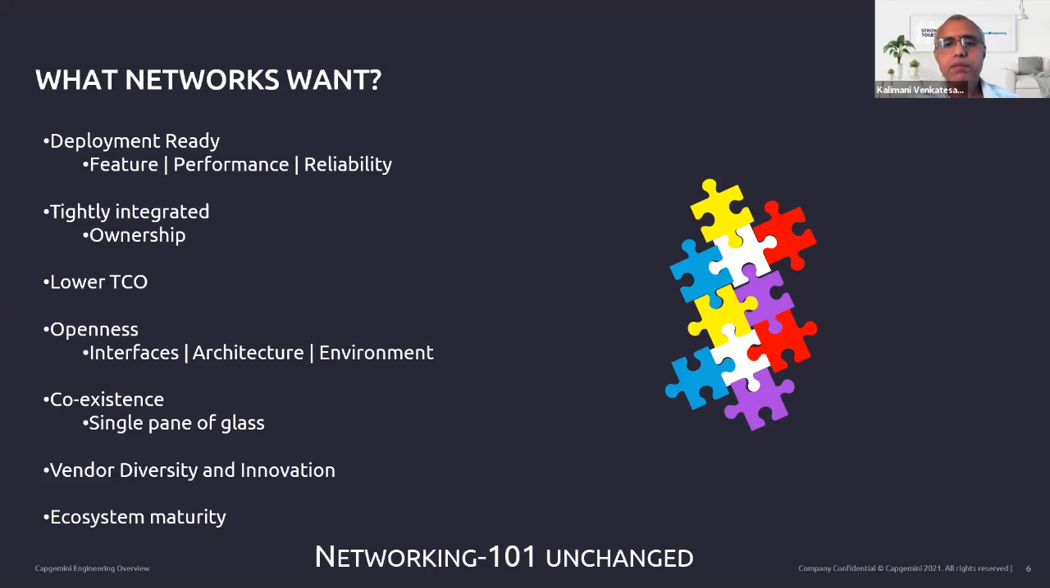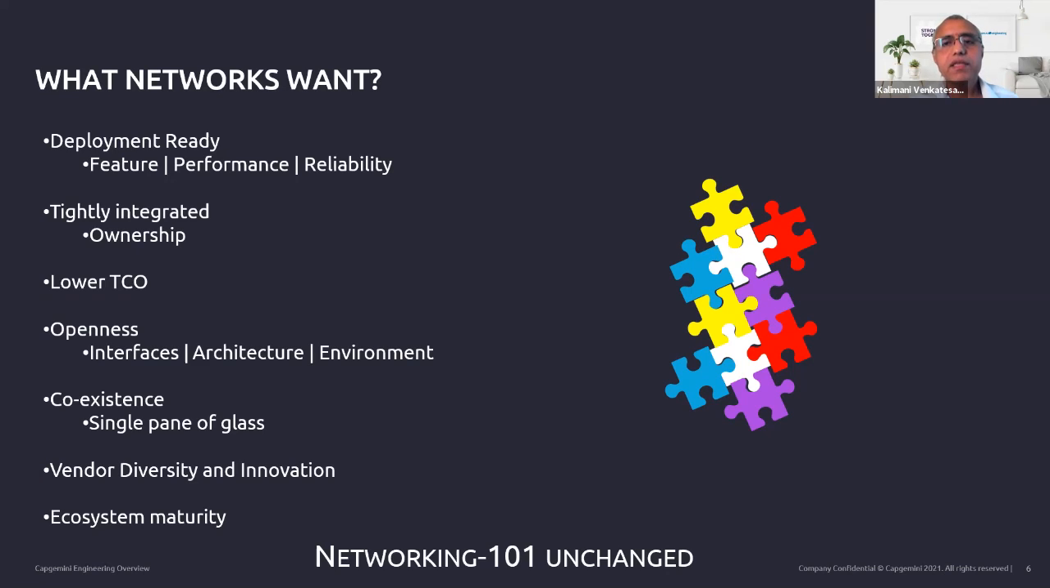So let us start from a question. What networks want? A seemingly basic question, but that offers tremendous insights. What operators want today and any day? Deployment-ready solutions, which are tightly integrated, offering comfort, peace of mind. That which offers a sensible TCO for years, not just year one. A total openness at all interface points. And the reality has always been one of coexistence with existing solutions and newer deployments. Top this, and overall vendor diversity fostering innovation and ecosystem maturity. These are fundamental points before and now.